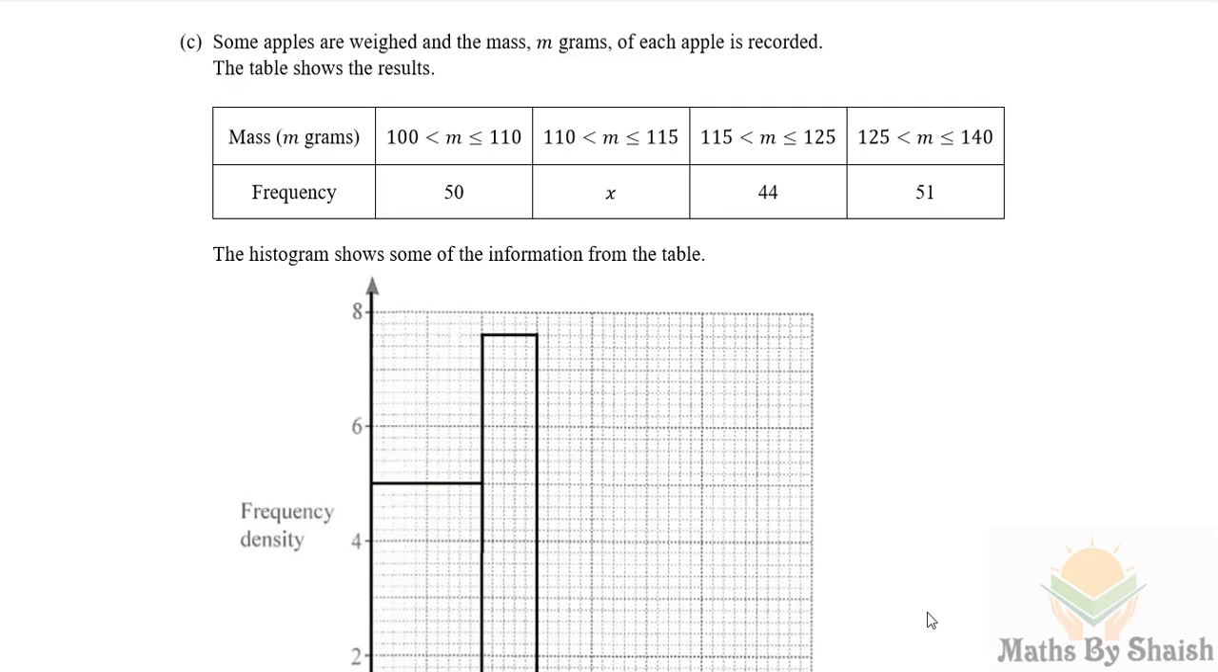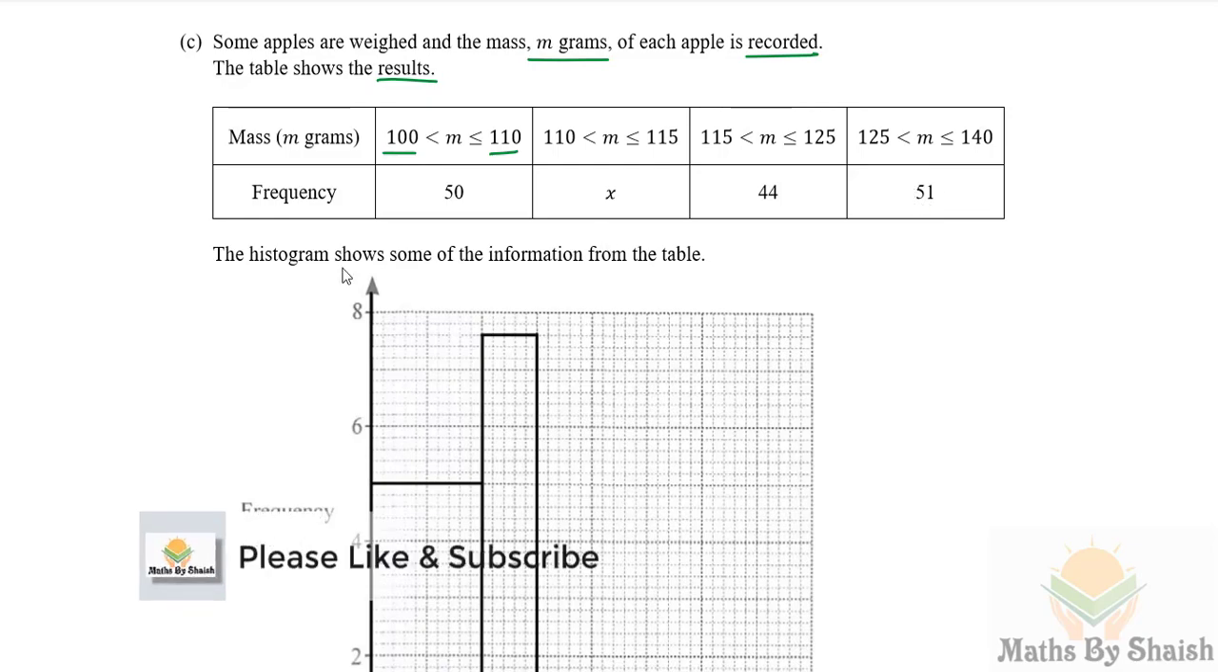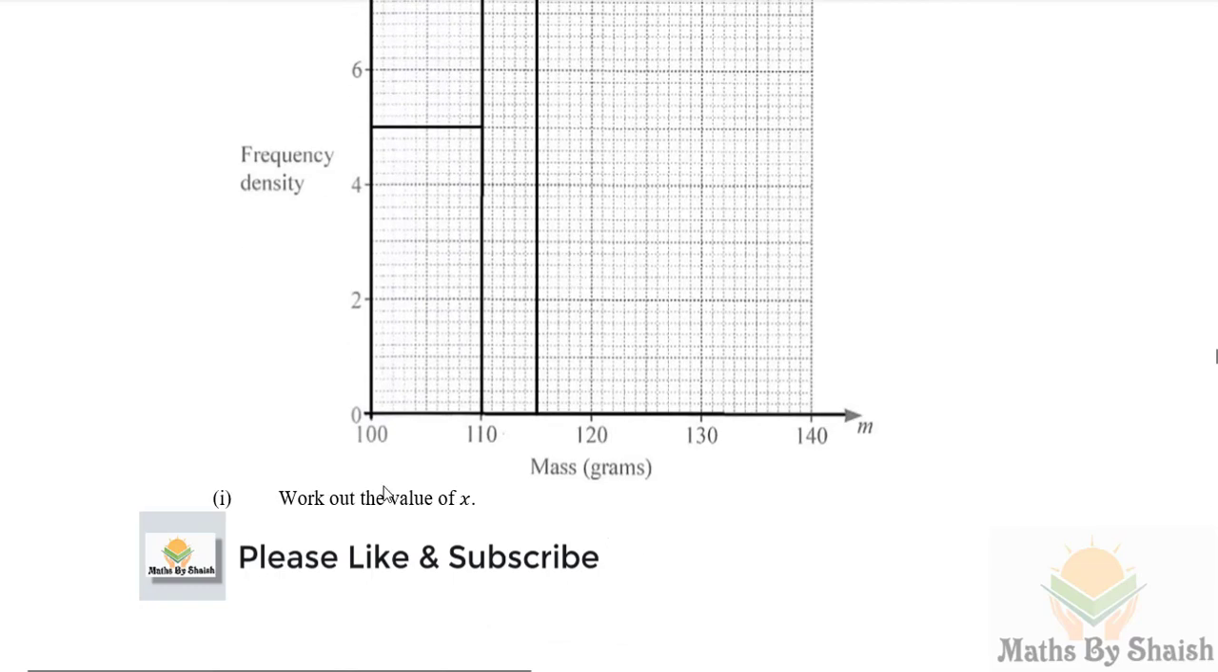Here's the C part. Some apples are weighed and the mass m grams of each apple is recorded. The table shows the result. Mass in m grams: 100 to 110 grams, it is 50. 110 to 115, there are x. 115 to 125, there are 44. And 125 to 140, there are going to be 51. The histogram shows some of the information from the table. Work out the value of x.